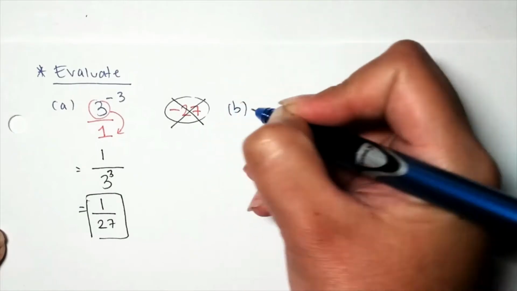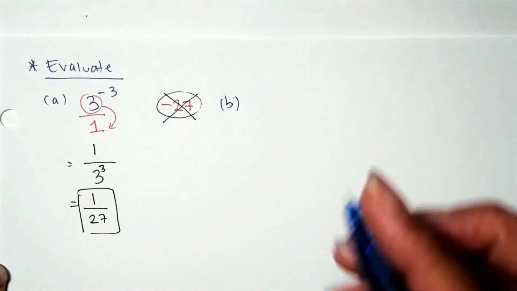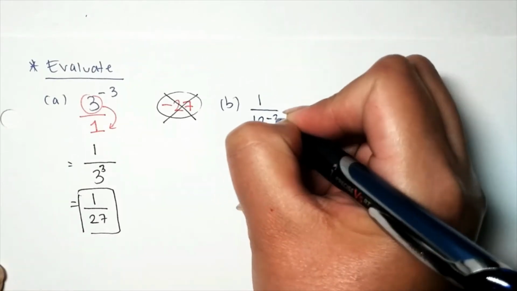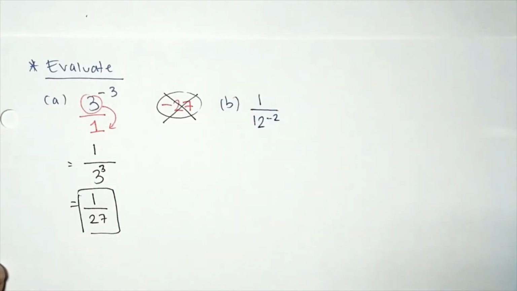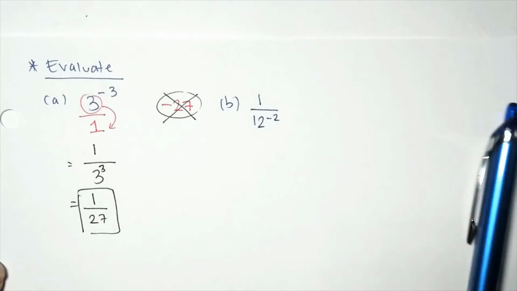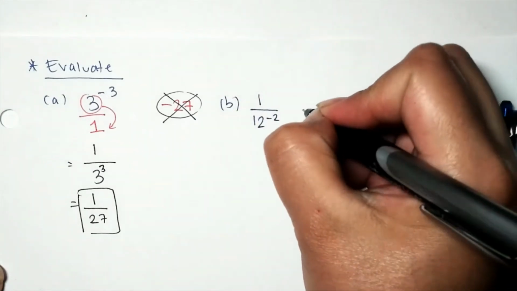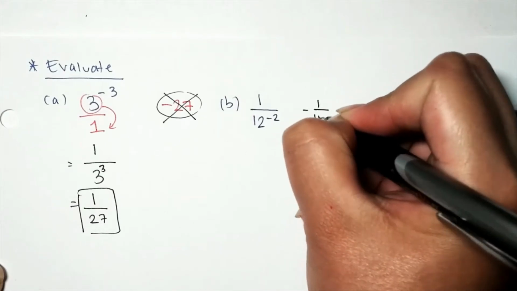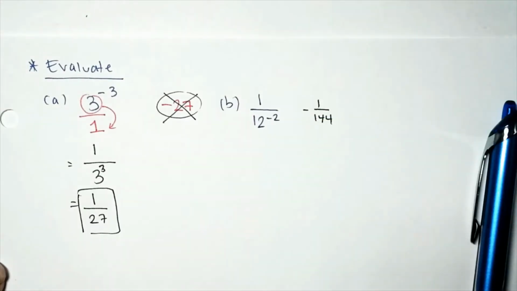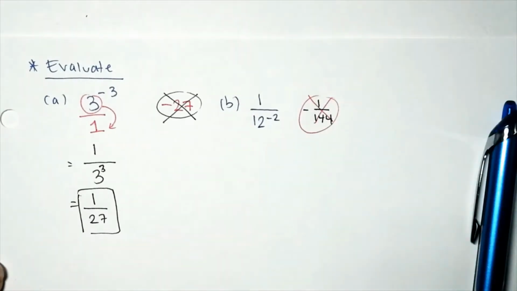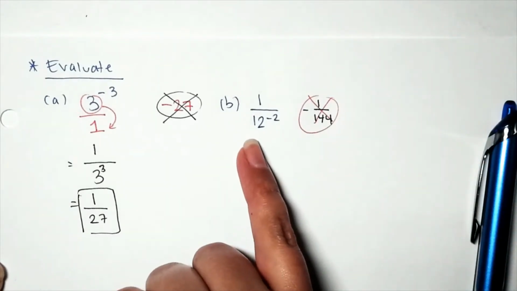Problem B. How many are we doing? Just 3. Okay. So we have 1 over 12 to the -2nd power. A popular student mistake is -1 over 44. But that is incorrect. No bueno.